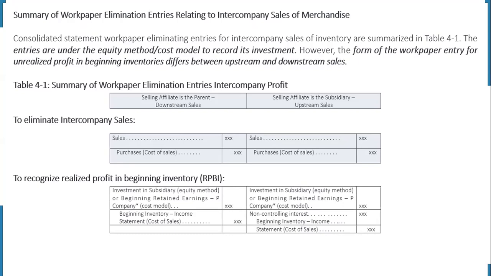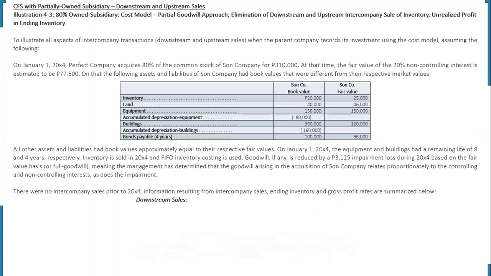Now, if the selling affiliate is the subsidiary, meaning it's an upstream sale, we debit investment in subsidiary under the equity method or debit beginning retained earnings. Here, if the selling affiliate is the subsidiary and that involves upstream sales, for the non-controlling interest we debit non-controlling interest and credit beginning inventory or the income statement under the cost model. Okay, so we have now to eliminate.